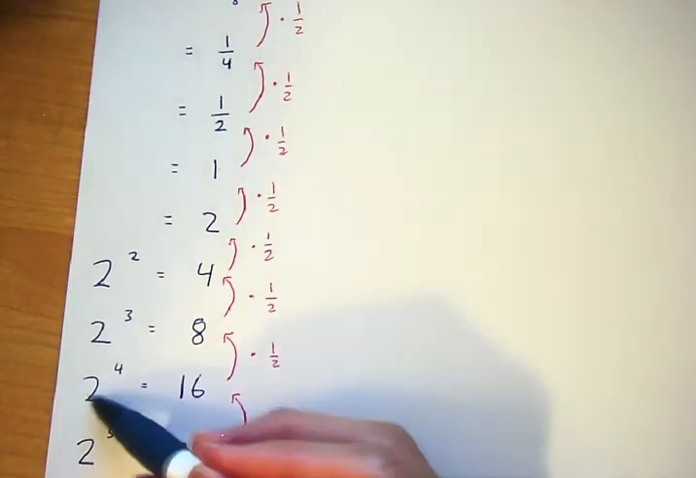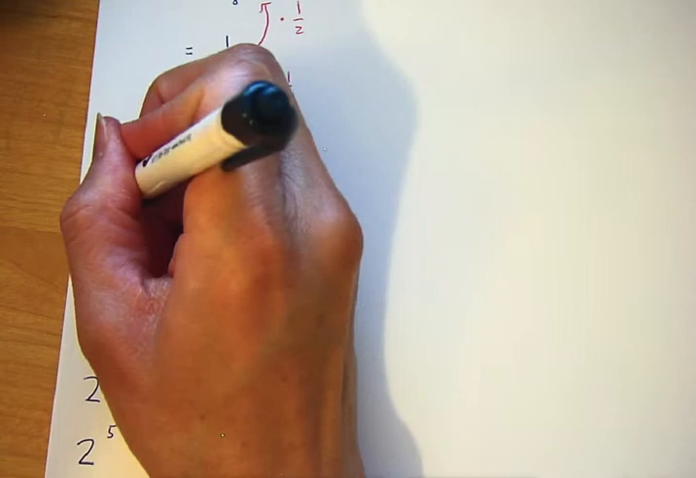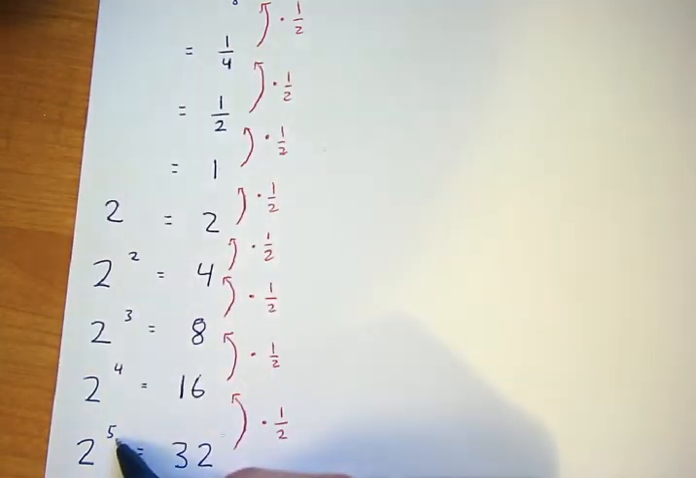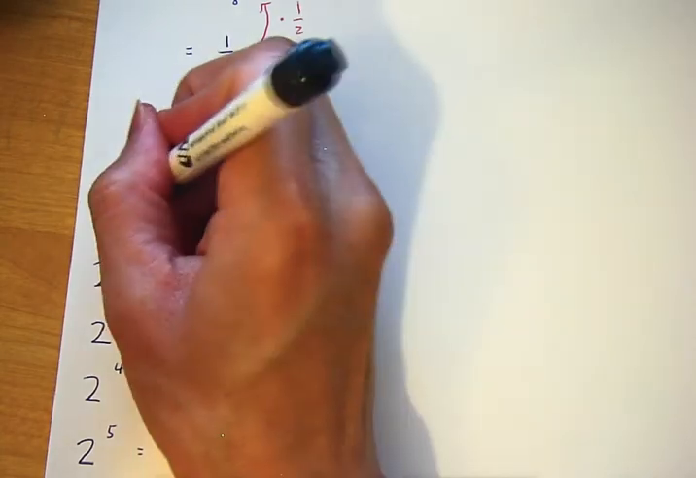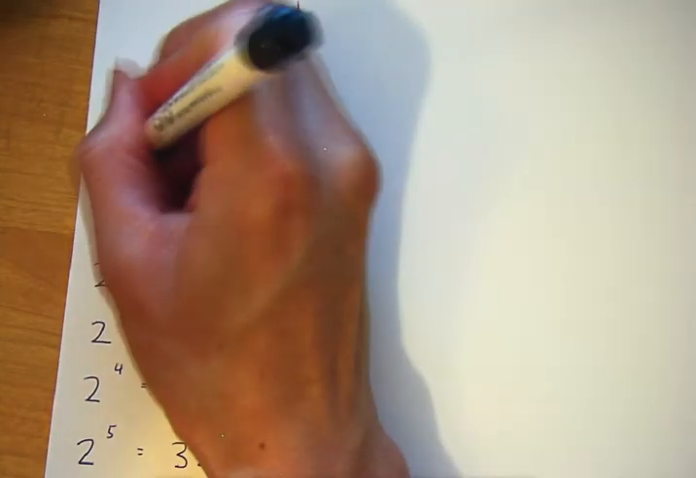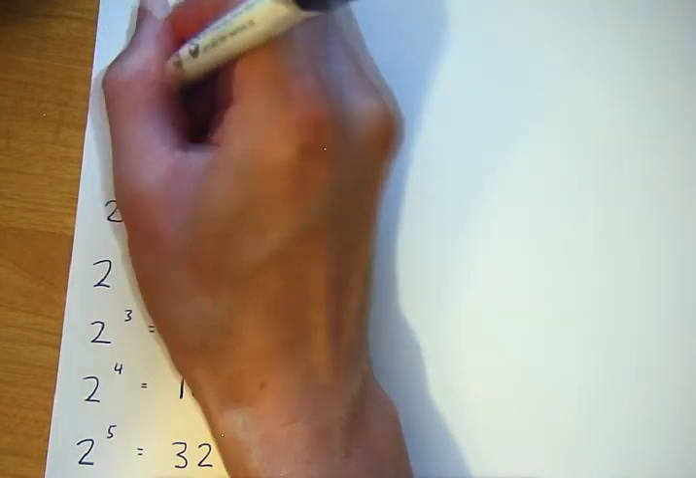I see a big 2 each time. And I see that the exponent is getting smaller by 1. 5, 4, 3, 2, 1. Exponent 0, exponent -1.